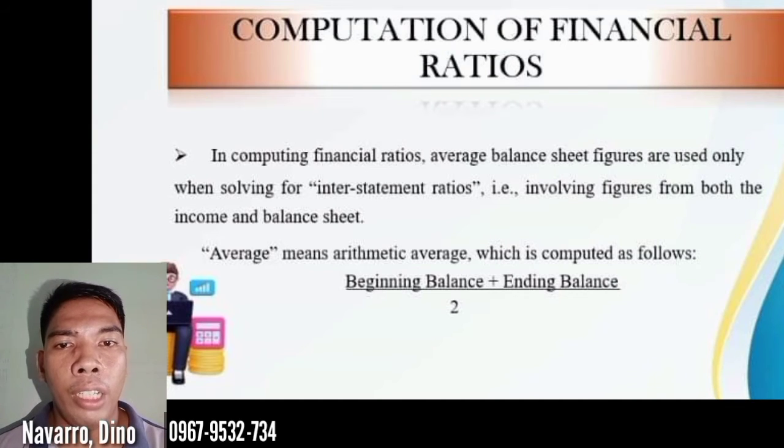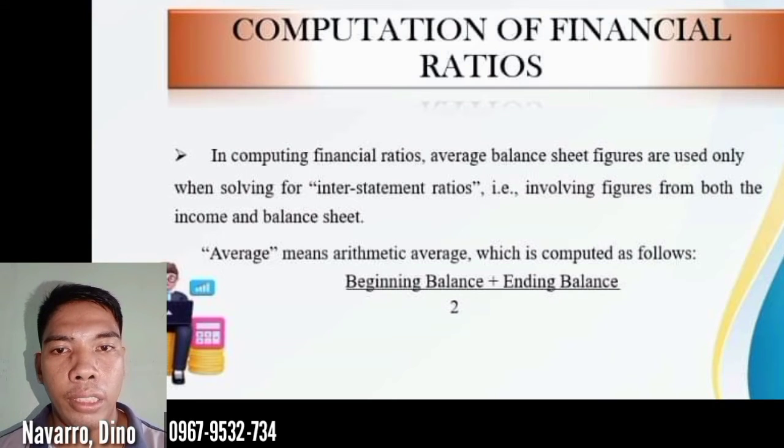I am going to talk about computation of financial ratios. In computing financial ratios, average balance sheet figures are only used when solving for interstatement ratios, involving figures from both the income statement and balance sheet. Average means arithmetic average, which is computed as follows: beginning balance plus ending balance, divided by 2.